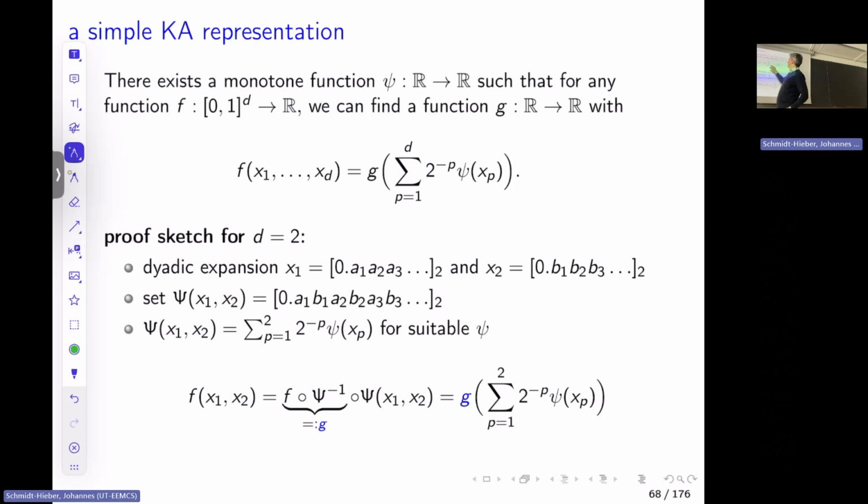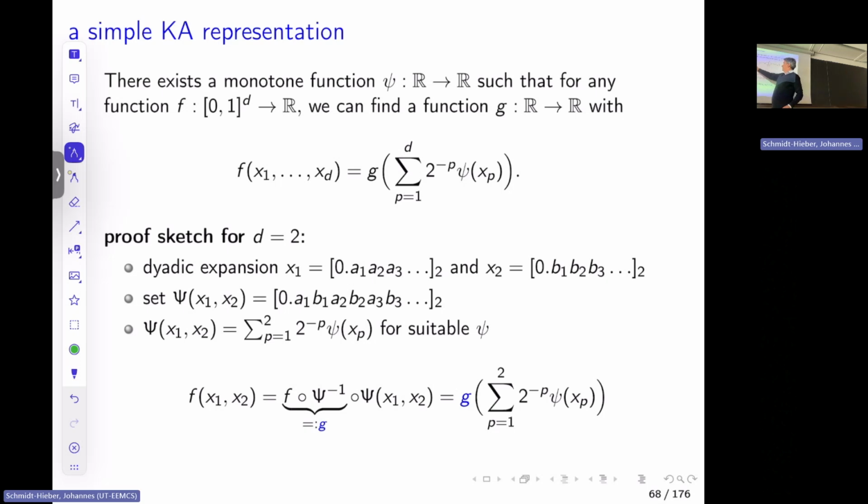It has still the same flavor. On the right-hand side, we only have univariate functions. On the left-hand side, we have multivariate functions. Now, so how does it work? Here's this idea for d equals 2. For d equals 1, it's trivial, so it's univariate. But for d equals 2, it's the smallest non-trivial case.